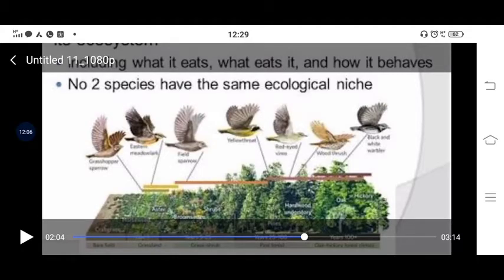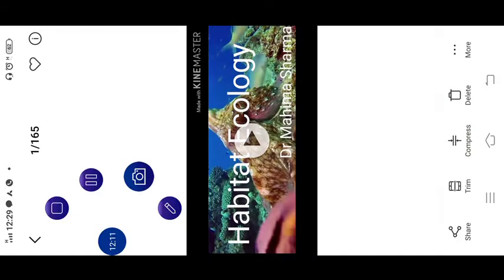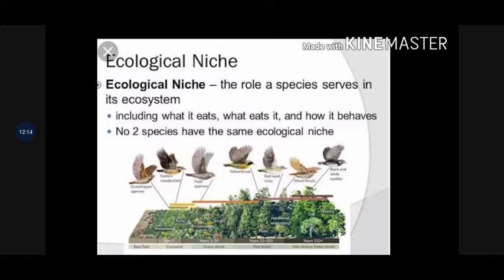Now we will come to the next. This is the ecological niche, the role a species serves in its ecosystem, including what it eats, what eats it, and how it behaves. So this is the ecological niche.